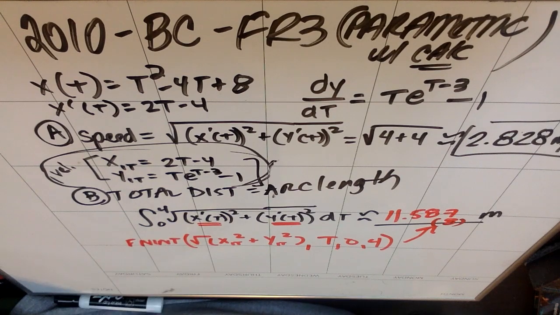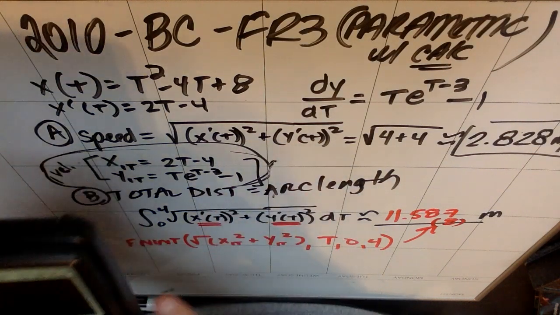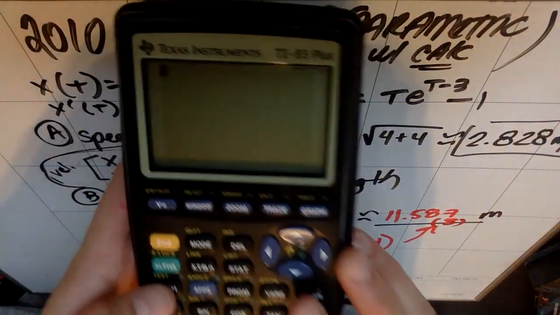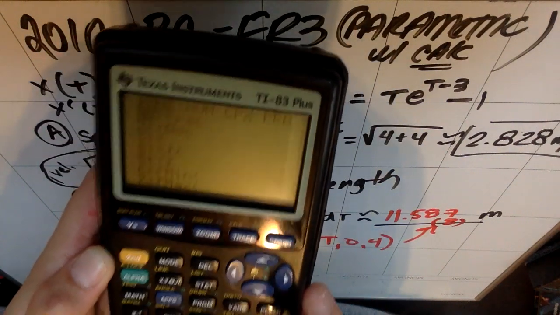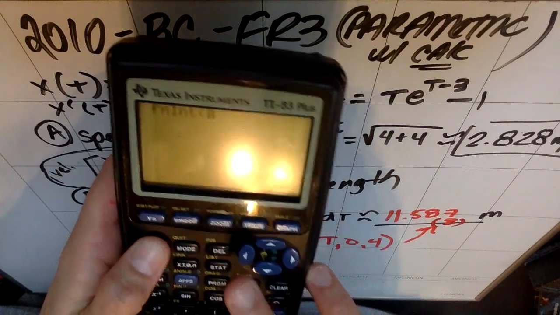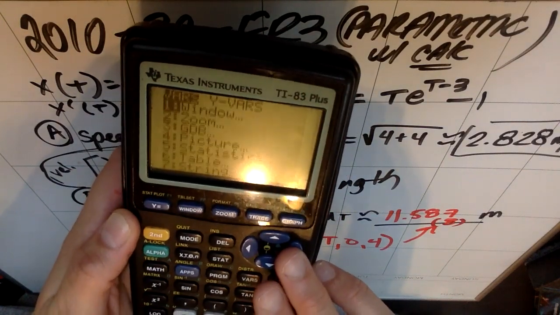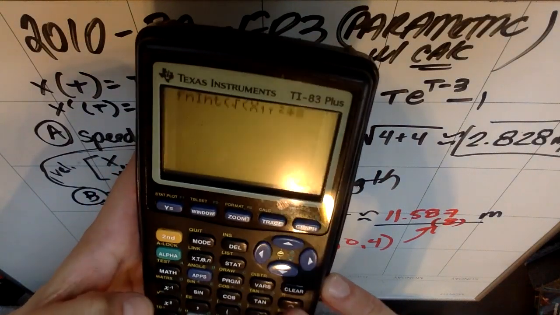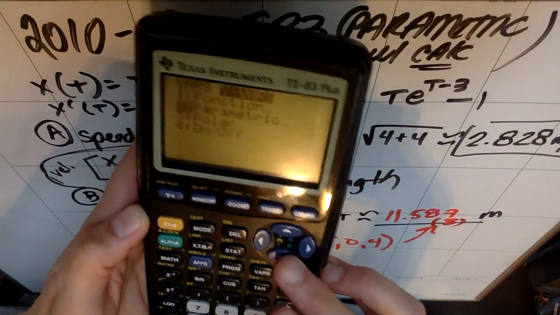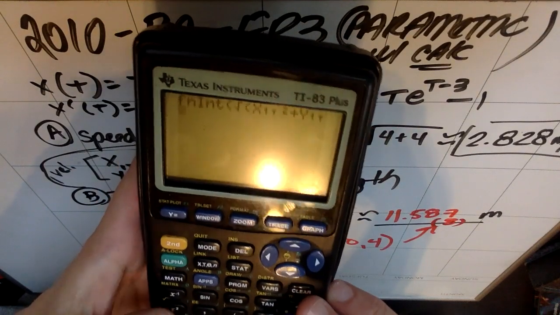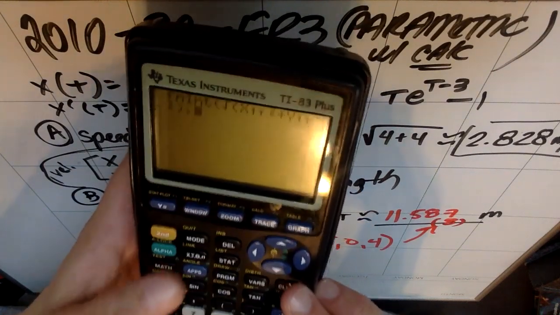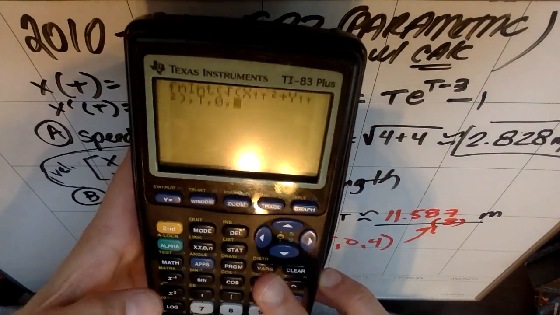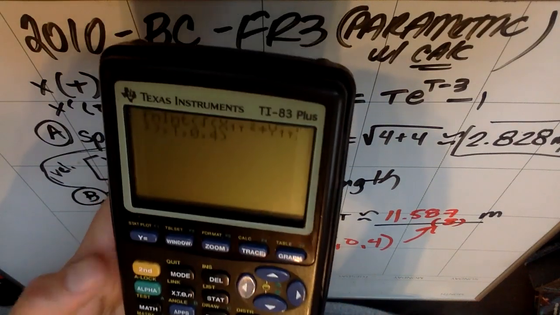So let's walk through how to put that in our calculator real quick, just so you can see it. I've already put my x1t and my y1t in, so I go to math, I press 9. What I want is the square root of, I go to vars, over to y-vars and pick parametric, I want x1t, quantity squared, plus vars over to y-vars, parametric y1t, quantity squared, close the parentheses, comma, with respect to t from 0 to 4. And I hit enter.